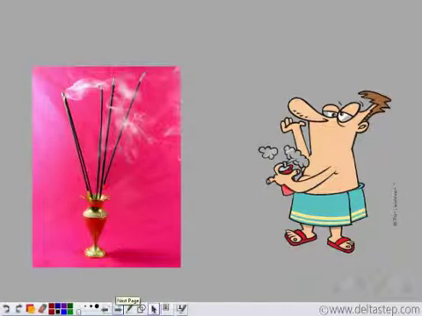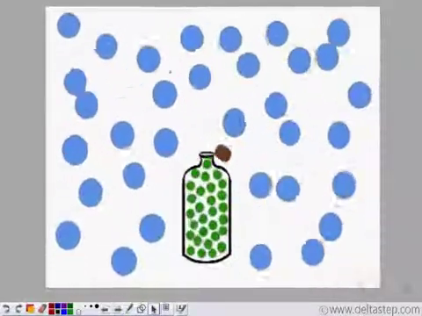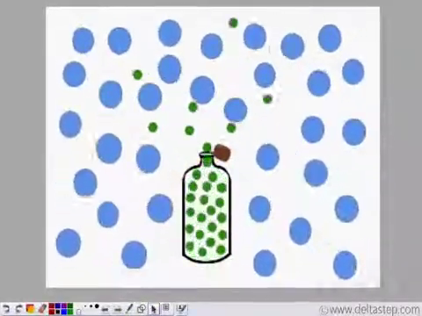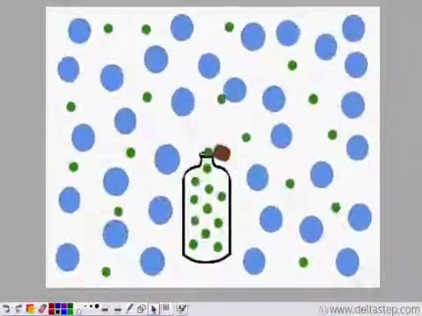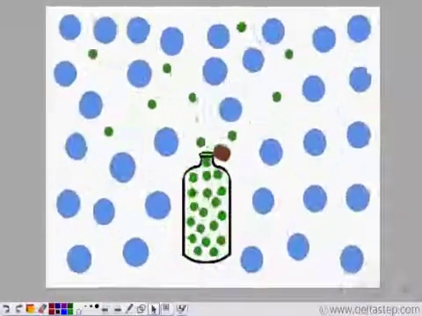What happens if there's a burning incense stick in one part of a room, or a person applies perfume standing on one corner of the room and you are standing on the other corner? Still you are able to smell the perfume, or the incense stick. How is that possible? Well, if this is a perfume bottle, as soon as you open it, the particles of perfume start moving. These are the air particles. They take up the space in between the air particles.